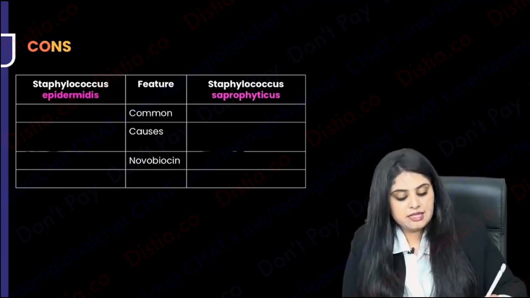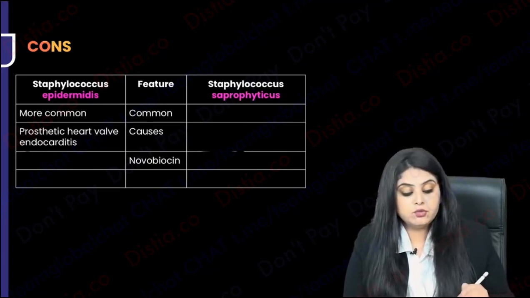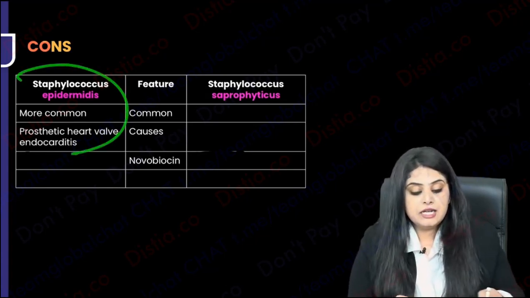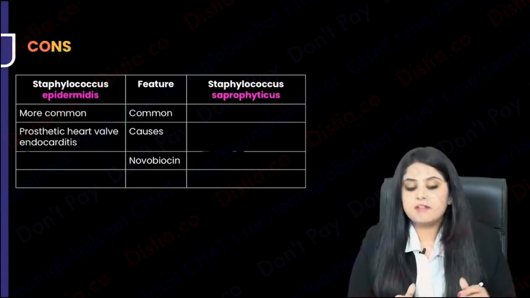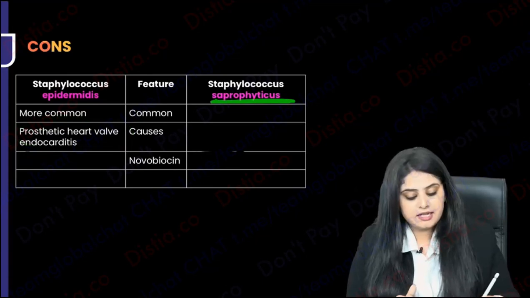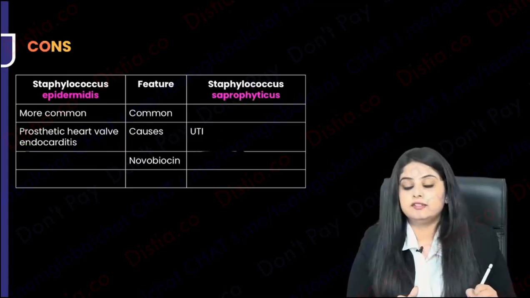Which is more common? Staph epidermidis is the more common one that you find. And what does it cause? It usually causes prosthetic heart valve endocarditis. You will study that in heart. In pathology also I've taught you. Staph epidermidis causes prosthetic heart valve infection. Saprophyticus on the other hand is usually famous for causing UTIs. It is a UTI causing organism.